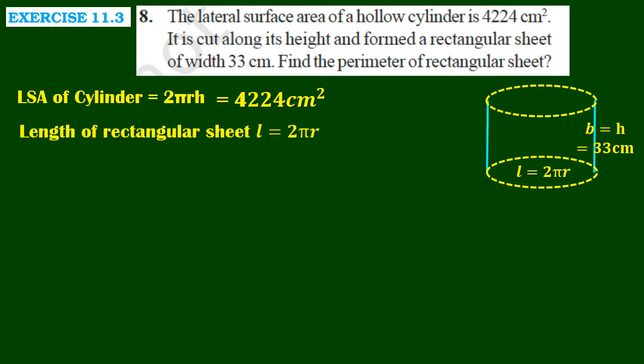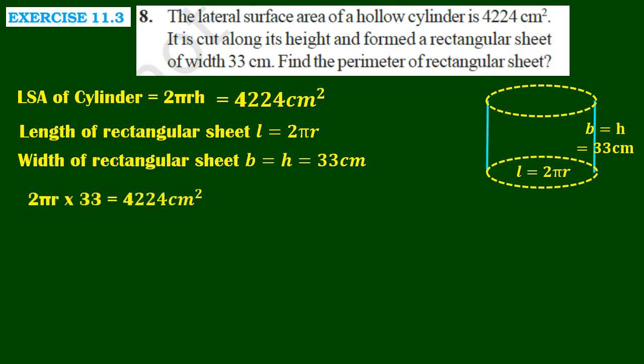So substitute the value of h. Length of the rectangular sheet, L equal to 2 pi r. So we have to find 2 pi r. So 2 pi r into 33. No, don't give the value of pi as 22/7 here because we don't want that. We have to find the length of the rectangle. That means we have to find the value of 2 pi r. So 2 pi r into 33. So what will be 2 pi r?